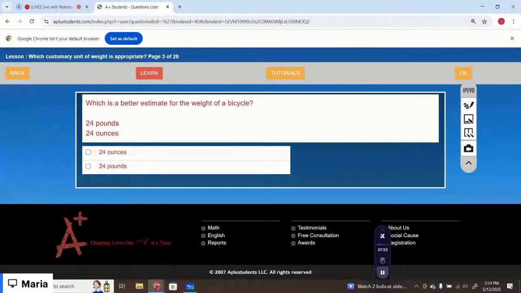Which is a better estimate for the weight of a bicycle? 24 pounds or 24 ounces. That is a cycle, so that must be 24 pounds. 24 ounces is too little for a bicycle.